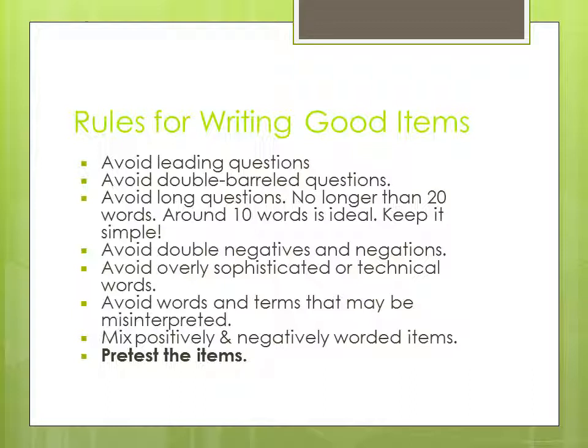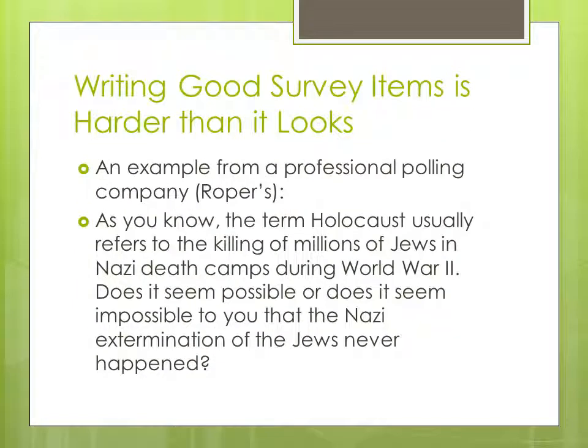So if you're using a survey for 10-year-olds, you need to pre-test the items on those 10-year-olds ahead of time to make sure that they're really understanding what it is that you're asking. And the same thing if it's a college student population, to make sure that they're understanding the items in the way in which they were intended. Writing good survey items certainly is harder than it looks.